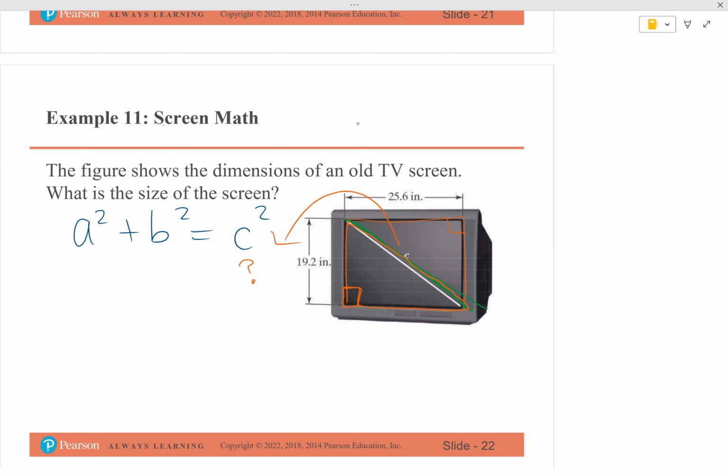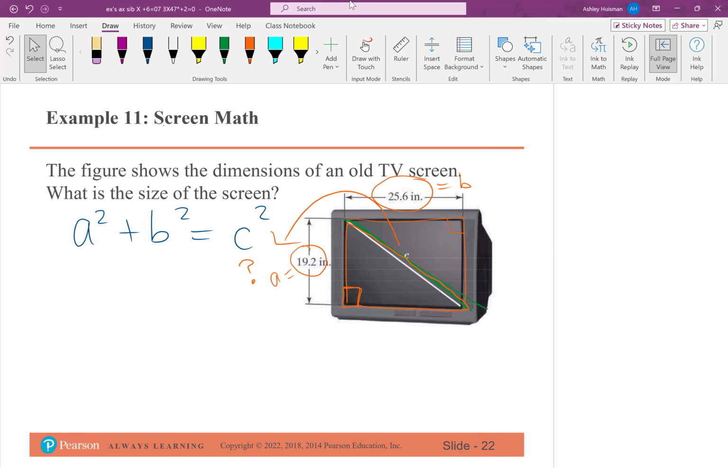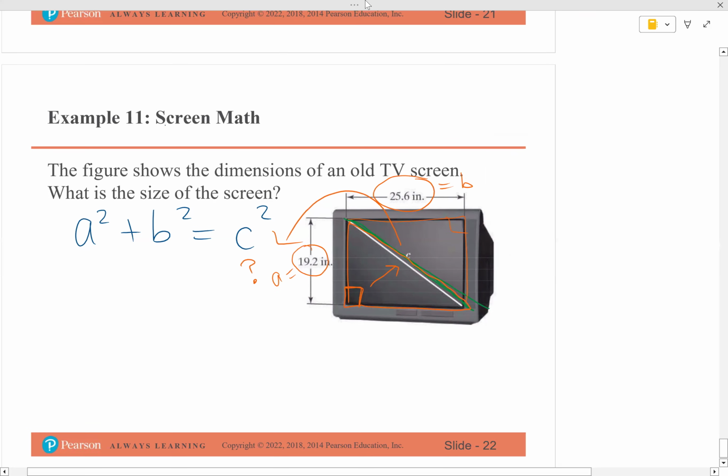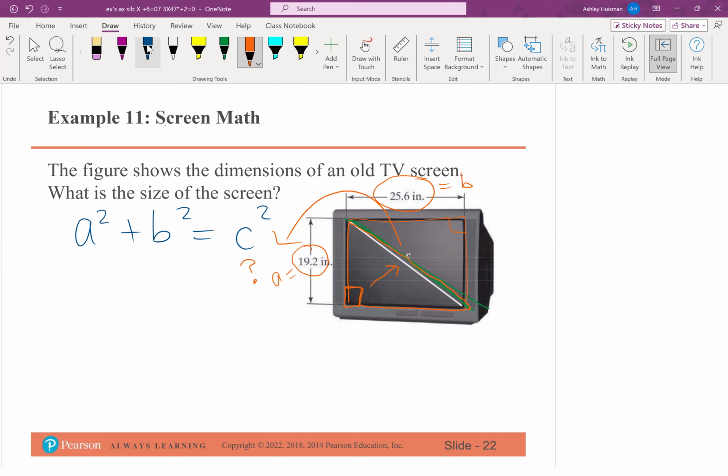And actually, it doesn't matter which one's B and which one's A. I could say 25.6 is my B, and you can make that your A, and I'm going to make 19.2 my A. It doesn't matter, it's going to end up with the same answer anyway, as long as C is the correct guy. C has to be the hypotenuse, the one across from the 90-degree angle, which is what we don't know, so I'll keep that as is.